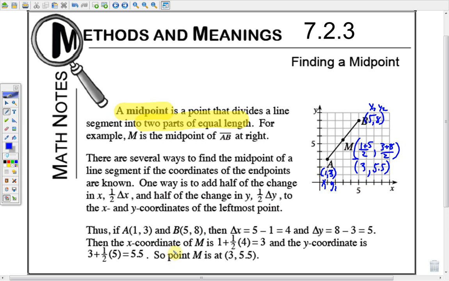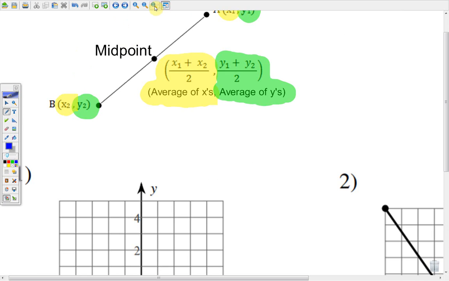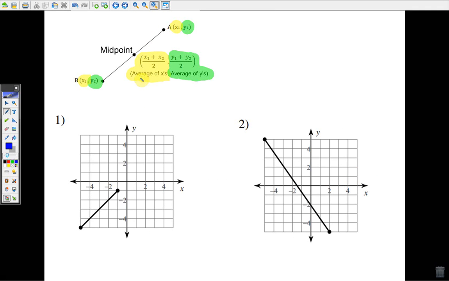This way works. It's fine. This just makes a little more intuitive sense to me. So with that being said, I've rewritten that formula here for you. And I have two figures that I want you to go ahead and find the midpoint for. So look at those line segments. First thing you're going to want to do is identify the coordinates of the endpoints, and then use the midpoint formula here to find the midpoints.